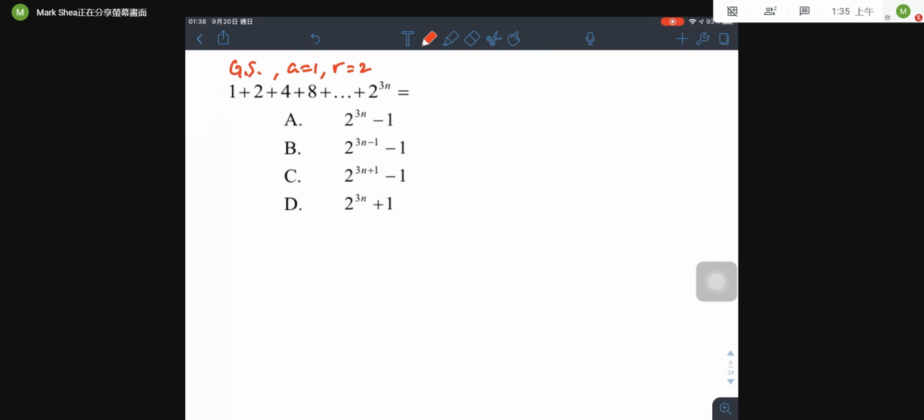Now, for the sum of GS we have the formula A times R to the power n minus 1 over R minus 1. But you should be very careful that the n in the formula Sn may not match the n in the question. That is, we need to count how many terms are there.